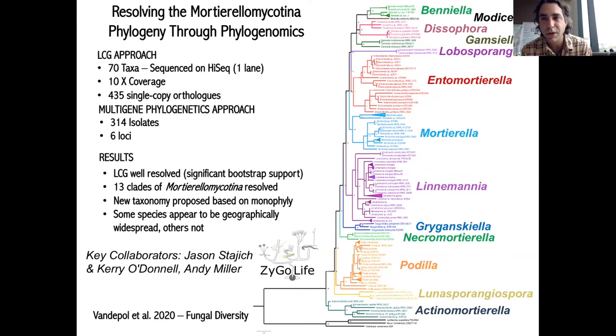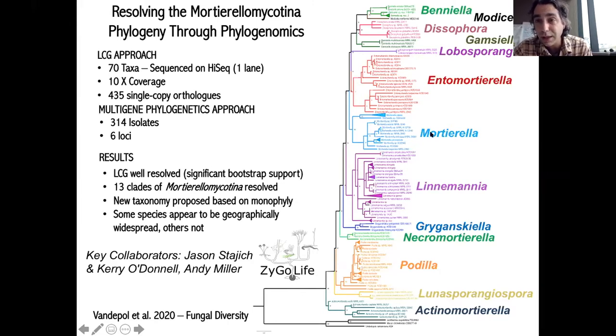So we used low coverage genome sequencing of 70 taxa to have a highly resolved tree, which we then expanded with the use of multi-gene phylogenetics with six loci. So we kind of had this supertree approach. We constrained the backbone. And so you see up top, here's Benniella, the sister group of Modicella. Here's Dasyspora, which is related to Gamsiella. And here comes Lobosporangium out on a branch.